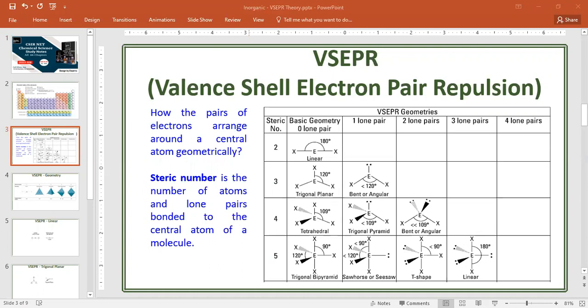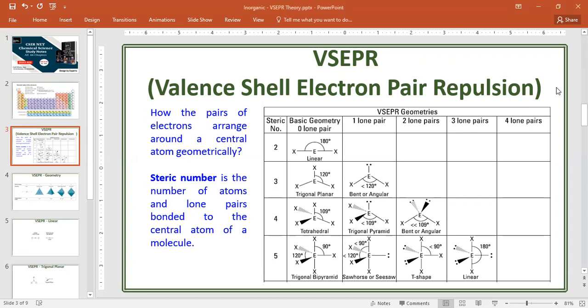If you have any questions about how the pairs of electrons are arranged around the central atom, VSEPR theory is the solution for that. The table shows how the pairs of electrons arrange around a central atom, and the steric number is also given in the table. Steric number is the number of atoms and lone pairs bonded to the central atom of a molecule.